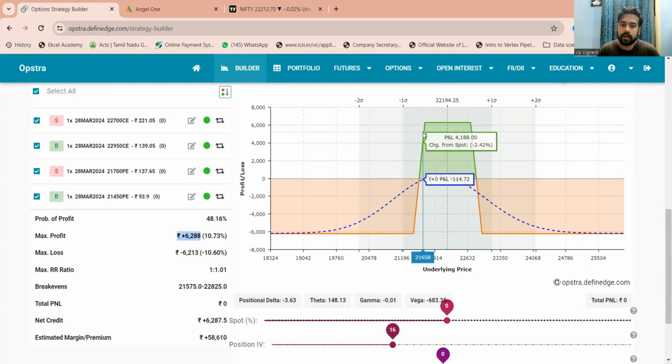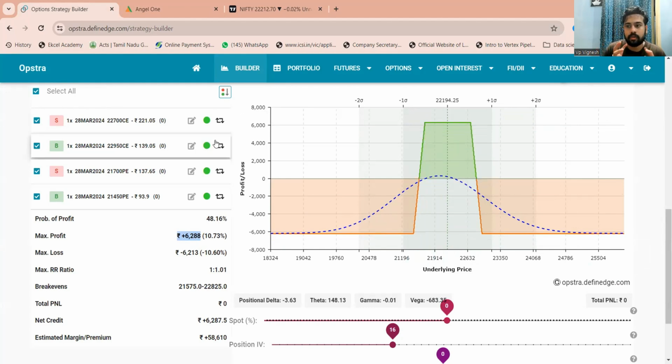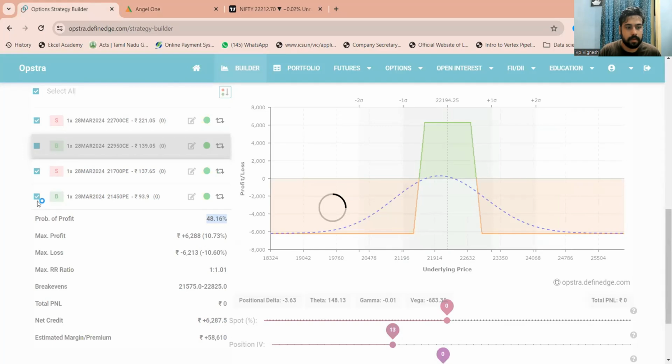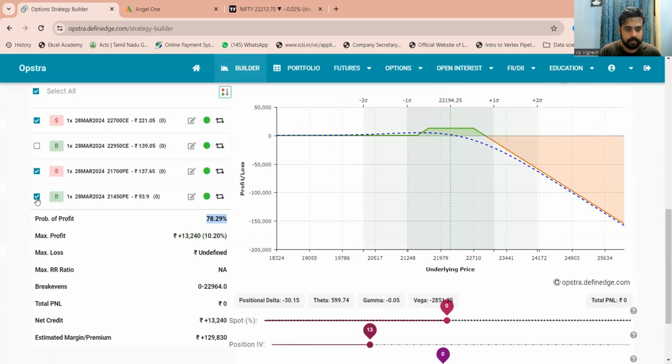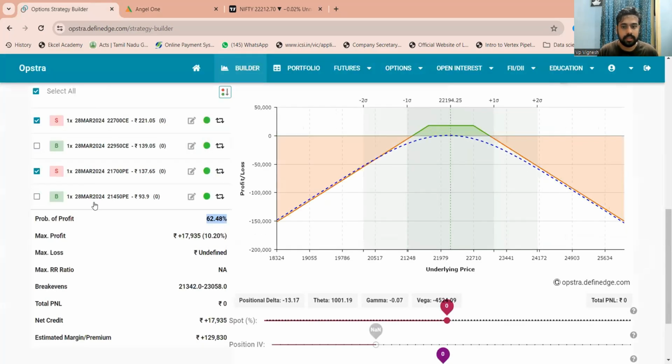But you can see there is a cost involved in this, because you are using something called a hedge, like protected capital. You can see the probability of profit is around 48 percent. Let's say if you just remove both the buy options, you can see the difference. It has increased your probability of profit to 62 percent.